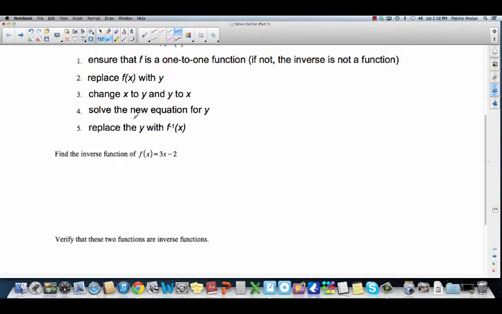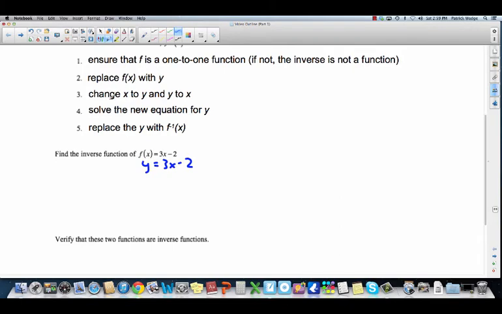You'll see that most of these steps are really easy. Like look at this first step, or second step, I guess. Replace f of x with y. It's really as easy as it looks. Instead of writing f of x, I write y. Y equals 3x minus 2. If it already was written this way, y equals 3x minus 2, of course you wouldn't replace the y, it would already be there. Anyway, you make sure it's y equals.